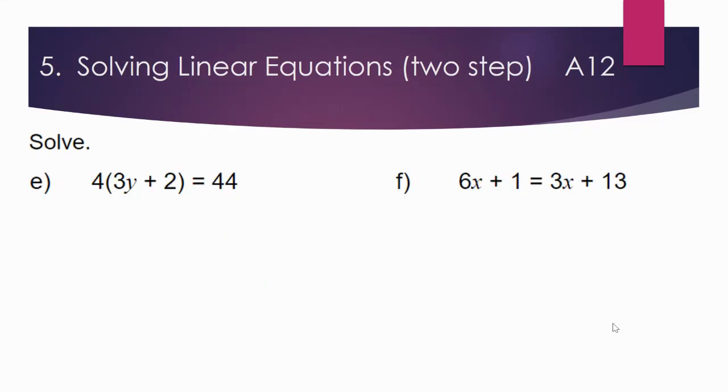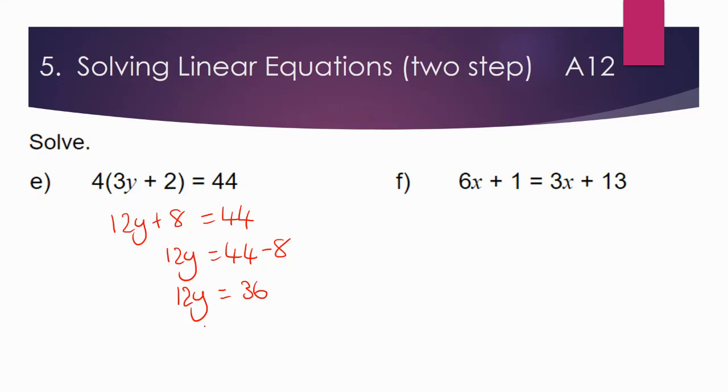And on this one, we're going to need to expand the bracket. So we're going to do 4 times 3. So we've got 12y plus 8 equals 44. 12y is 44 minus 8. Okay, so our y is worth 3.